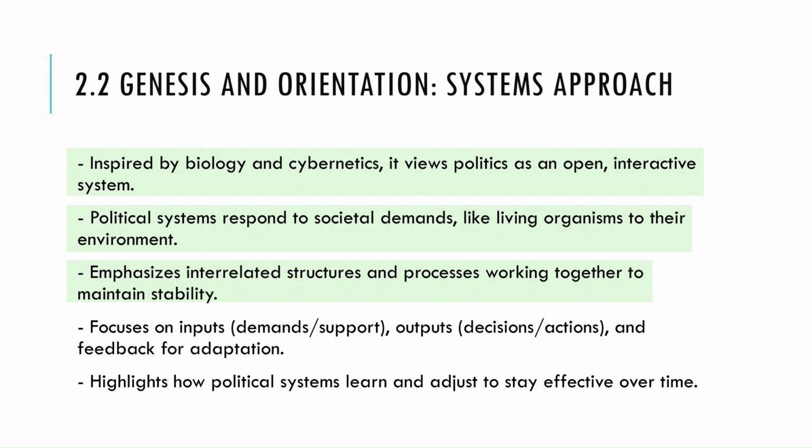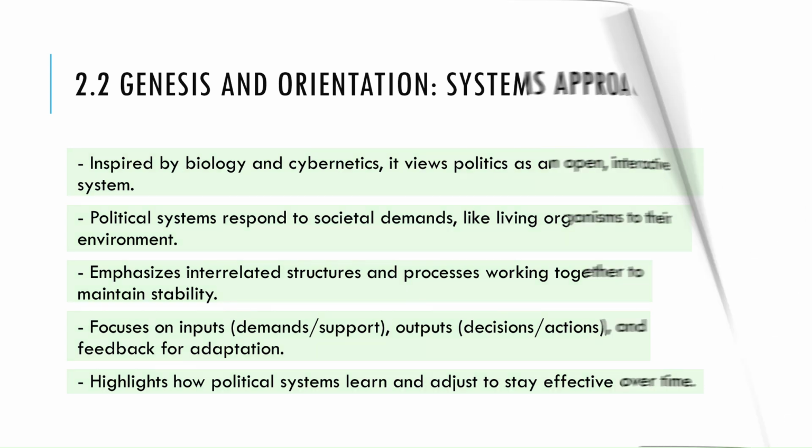What makes the systems approach unique is its focus on inputs and outputs. Inputs refer to public demands and support. And outputs refer to the decisions and actions taken by the political system in response to those demands. The system also uses feedback, which means it learns from the results of its actions and adjusts future decisions. This feedback loop helps the political system stay stable and relevant over time. Now that we understand the basic idea, let's move on to the next slide to examine the work of David Easton, the scholar who developed this theory in greater detail.